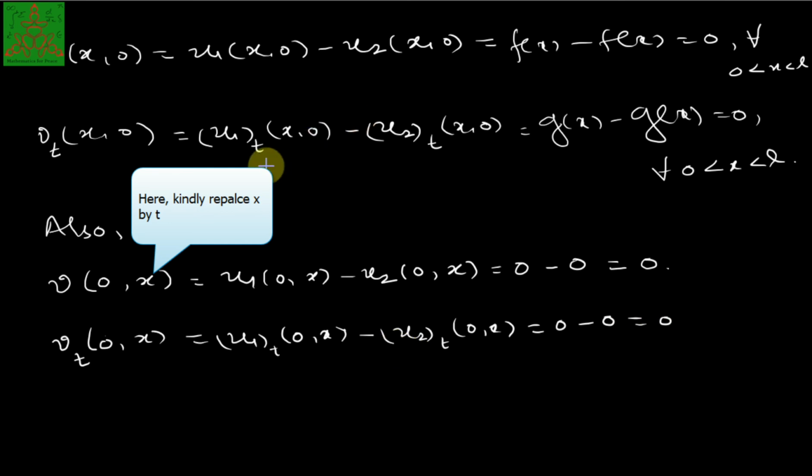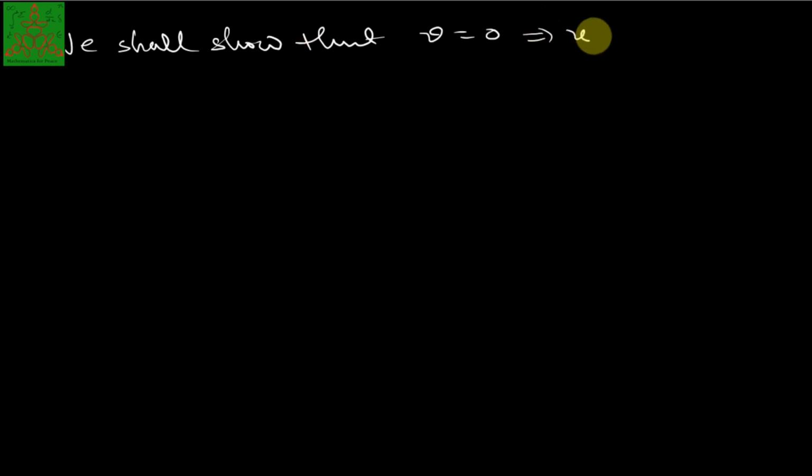Now our objective is to prove that v is 0. We shall show that v is 0. If we can prove that v is 0, this will imply that u1 minus u2 is 0, so that will imply that u1 equals u2. That completes our objective: if there are two solutions, then they are the same. So for that, let us define another function.